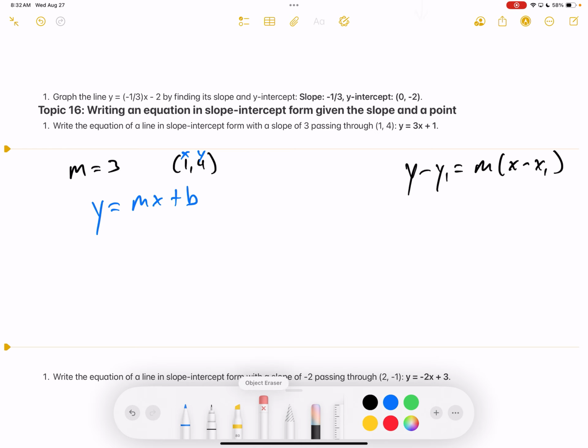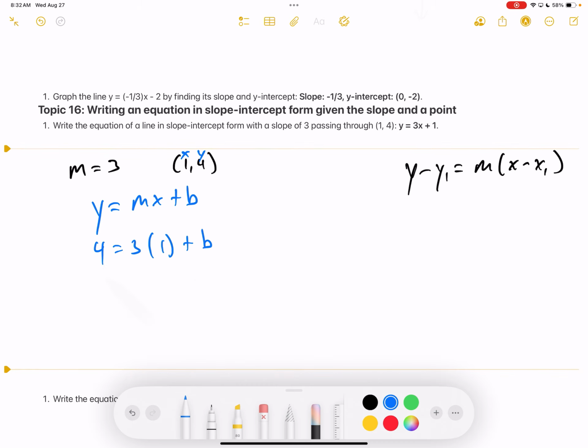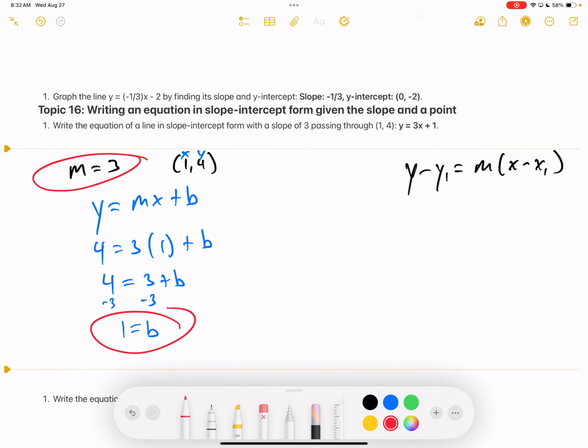So y is 4. m is 3, x is 1. All we got to do is solve for b. So 4 equals 3 plus b, subtract 3 over, and b is equal to 1. So once you have your m and your b, you can do anything you need to. You can graph it, you can write the equation of it. My equation would be y equals 3x plus 1. And that's my answer.